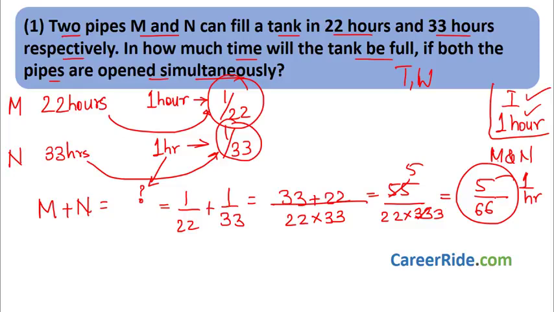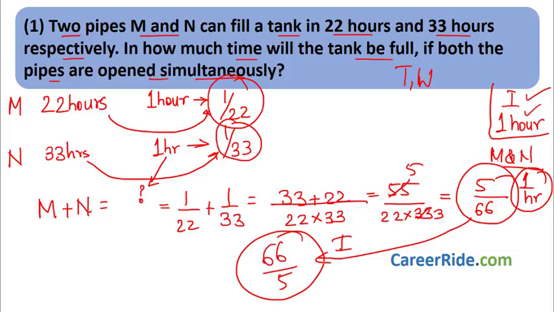This is not the amount of hours taken. This is not the total amount of work done. This is just the work done by M and N in 1 hour. So now, if in 1 hour M and N do 5 upon 66 amount of work or fill 5 upon 66 amount of tank, then the entire tank will be filled in how many hours? Simply invert, right? What do we get on inversion? 66 upon 5. So in 66 upon 5 hours, the entire tank gets filled by M and N both opened simultaneously, right? See how easy it was. You just find the 1 hour work done. You find the total work in 1 hour by both the pipes and you just invert it.